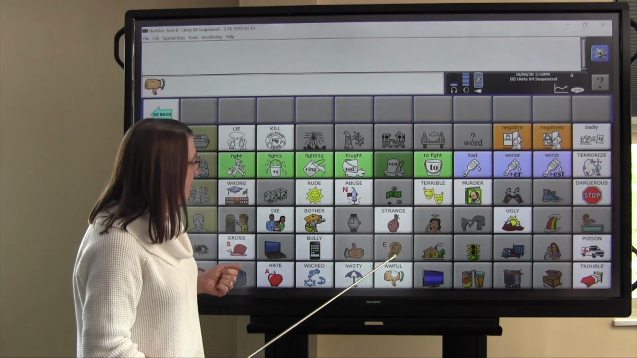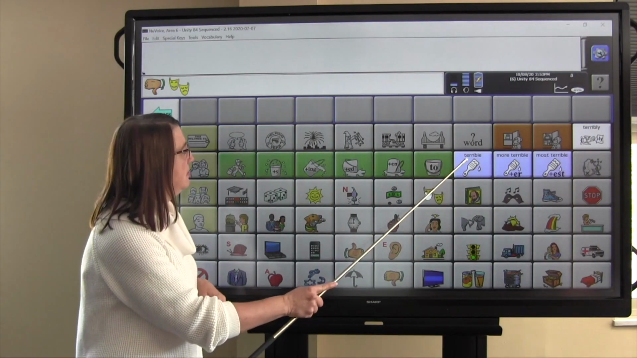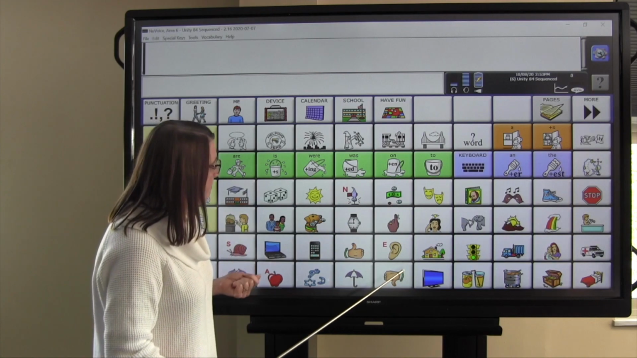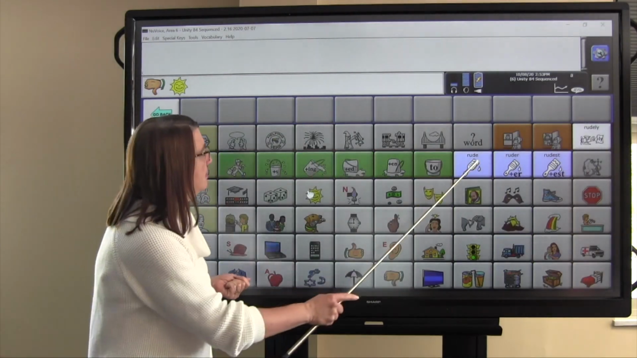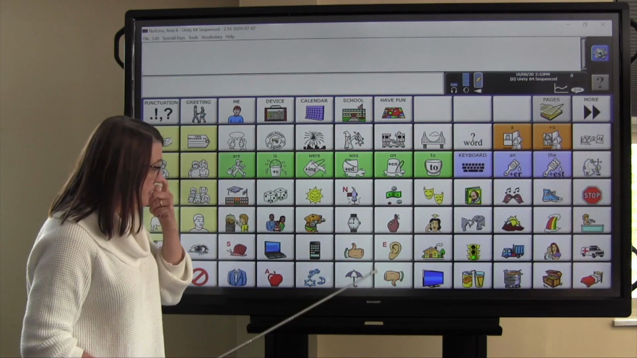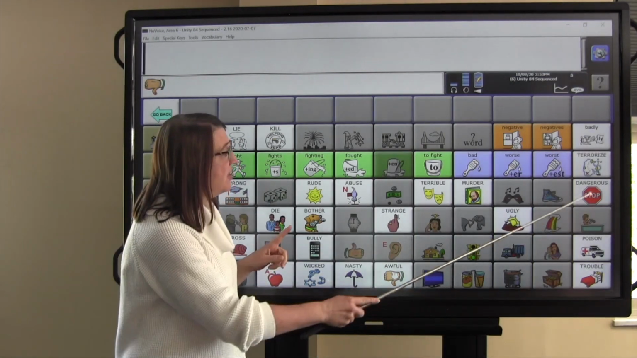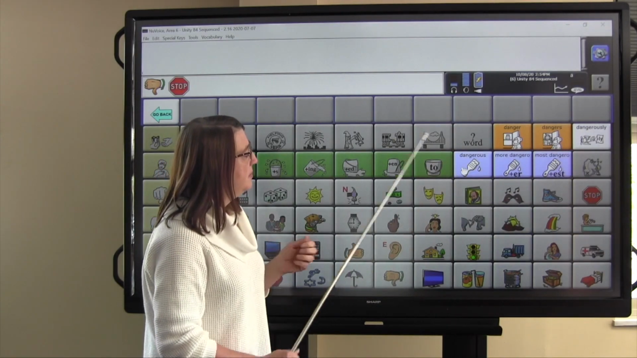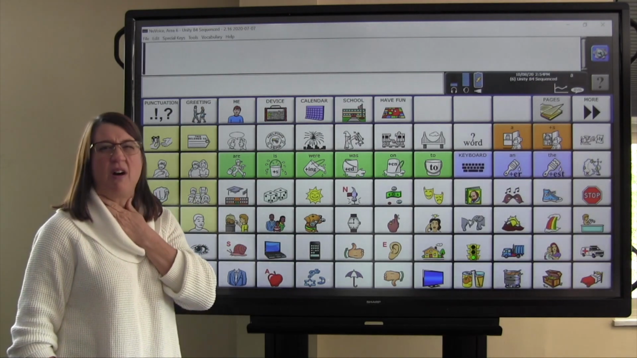Let's do thumbs down. And where is terrible? Well, somebody's feeling terrible. Terrible. Or we could say rude. It's not very nice to be rude. Rude. Let's do one more. Let's do dangerous. So let's do thumbs down. You have to stop if you think that something's going to be dangerous. Dangerous.